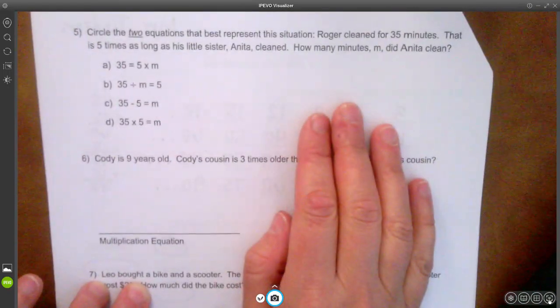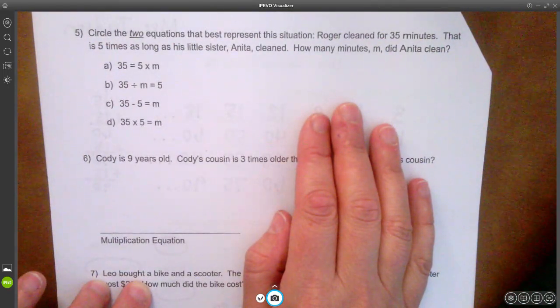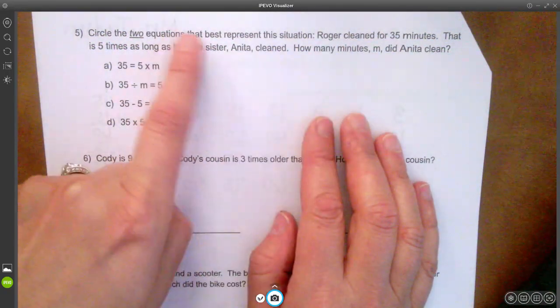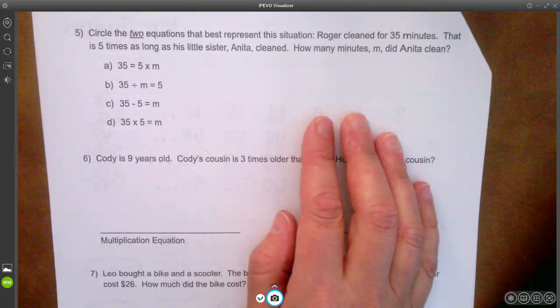All right, on to page 2. Number 5, circle the 2 equations that best represent this situation. Roger cleaned for 35 minutes. That is 5 times as long as his little sister Anita cleaned. So that means Roger cleaned the most. Anita, the little sister, didn't clean as much.